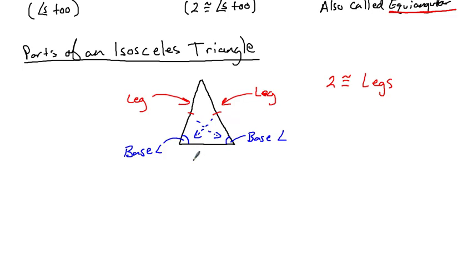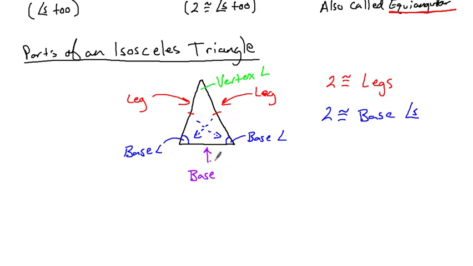So on your assignments and your work, when it says something about a base angle, you want to know what that is. So it has two congruent base angles. And it also has an angle up here. This is called the vertex angle. And the last thing we're going to label is the bottom here. This is called the base.